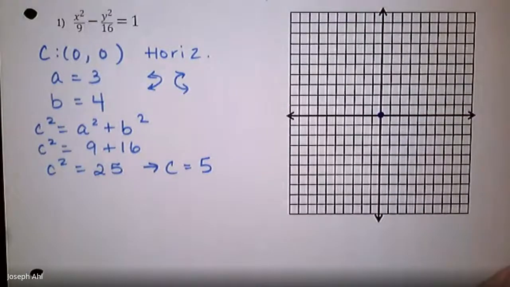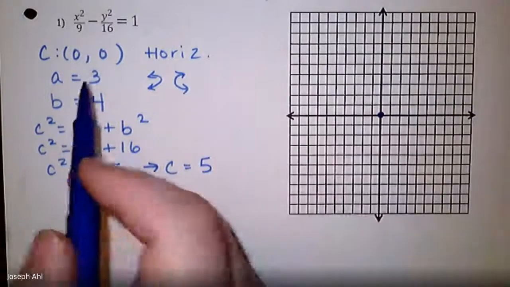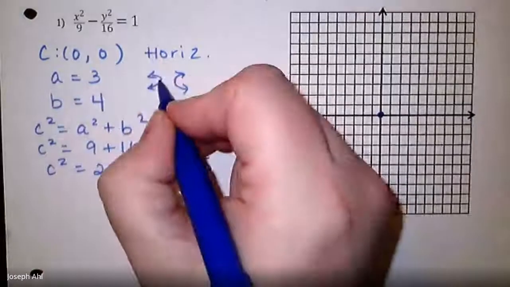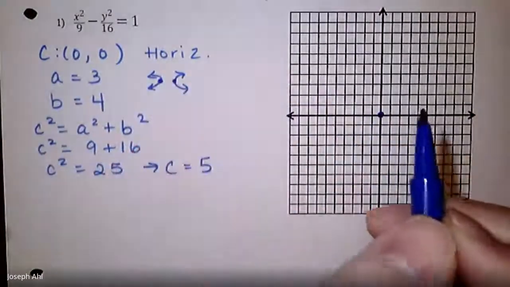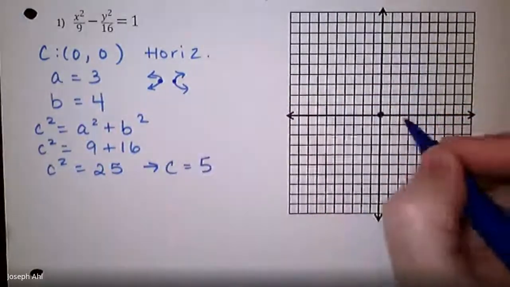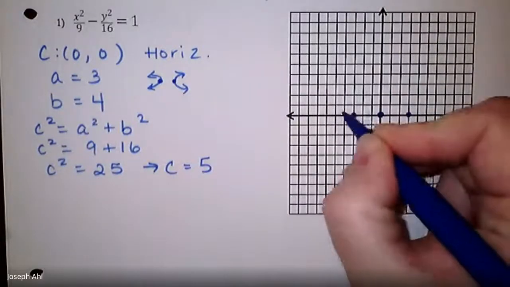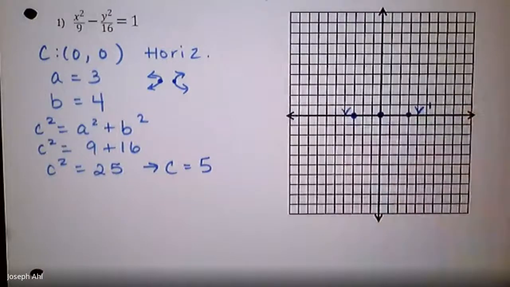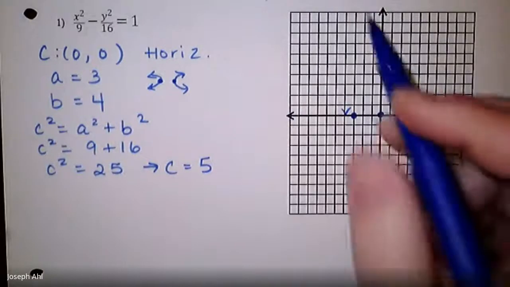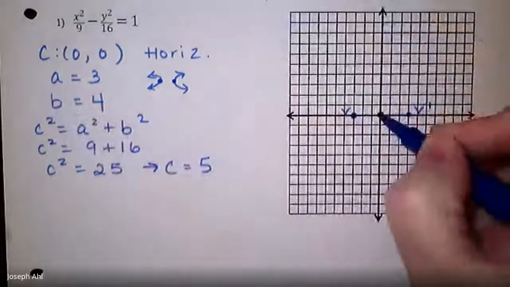Center 0, 0. The value of A gets me to the vertices. The vertices are these points right here. Because it's opening up horizontally, you have to go to the right 3 and to the left 3. Doesn't really matter what you call V and V prime. Okay, label those. The value of B gets you the up and down distance then.